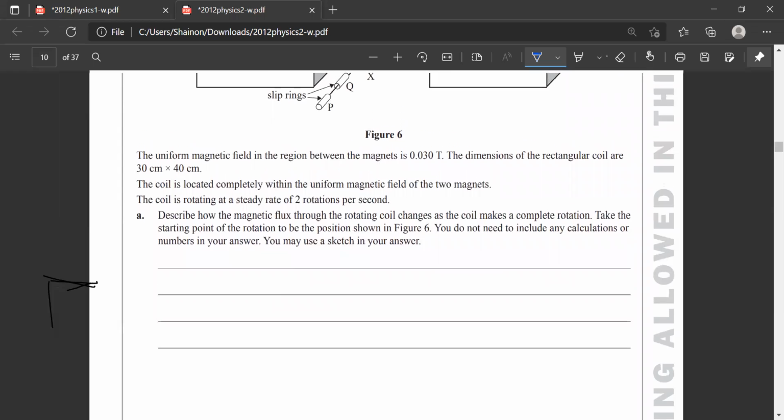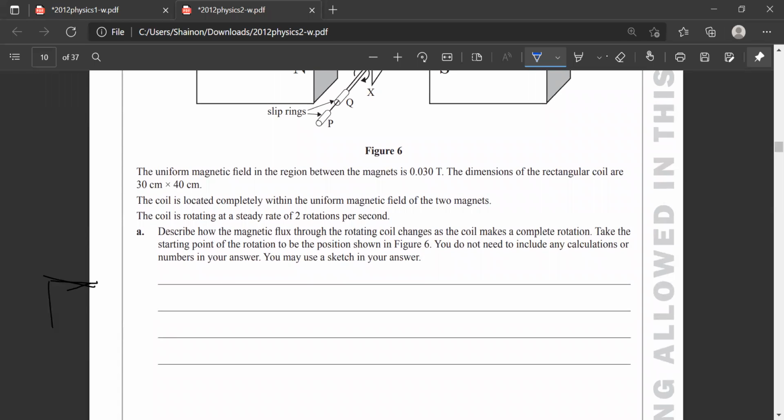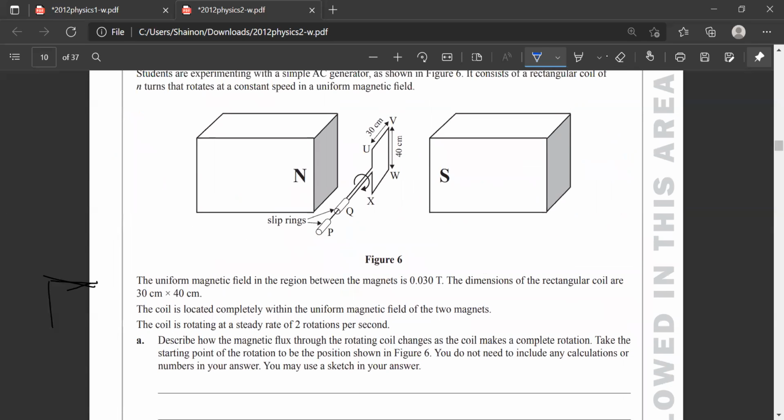Question. Describe how the magnetic flux changes. So it follows a cos graph, but then the EMF is a sine graph. That's what I like to remember.